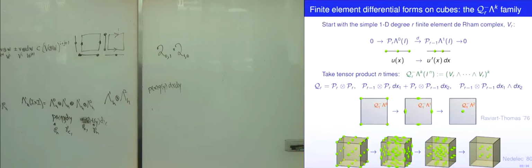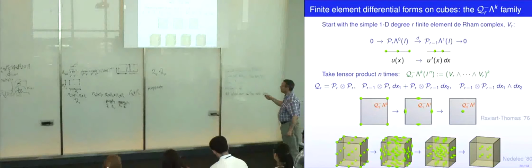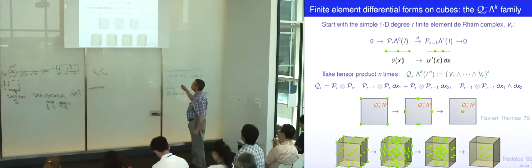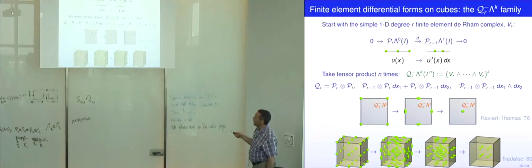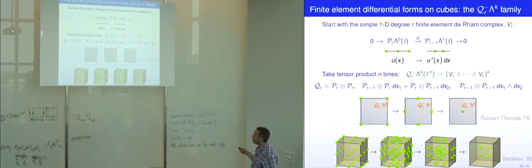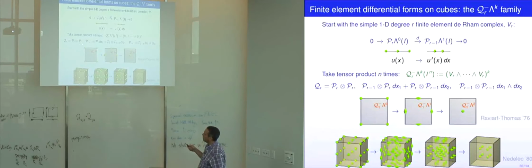So this is what happens if we take the tensor product of the lowest order case of this sequence with itself. And also the higher analogs with r, these were in Raviart-Thomas's original papers. They weren't doing a whole sequence, they were doing this space here. And they rotated everything 90 degrees, so for those it was PR in the first variable, PR minus 1 in the second for the first component, and vice versa for the second component.